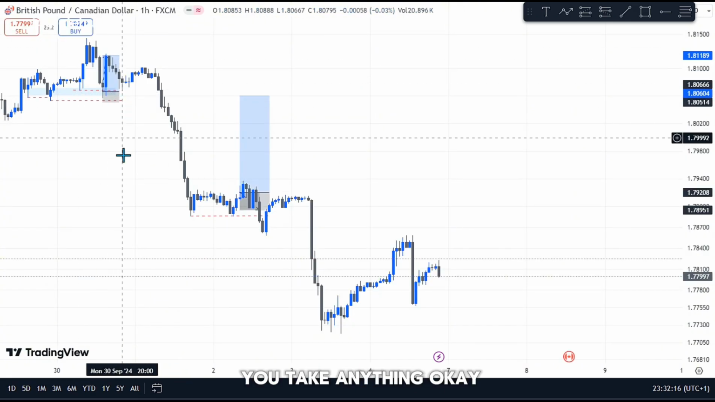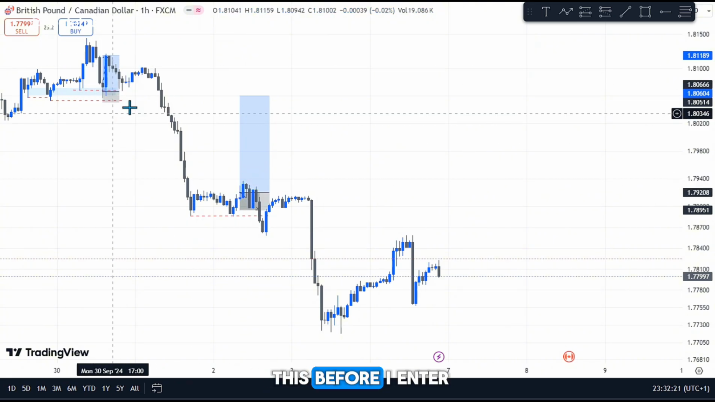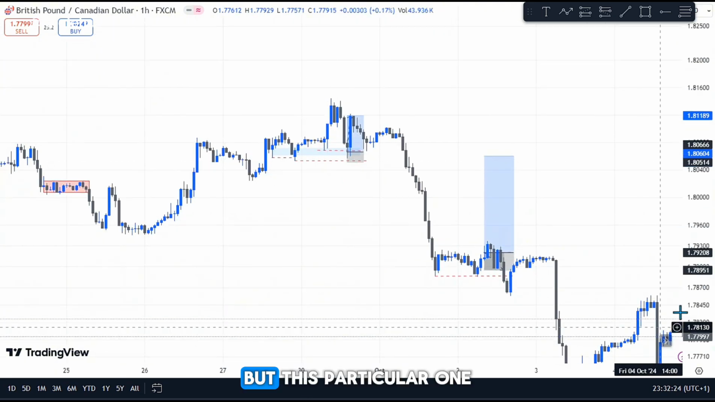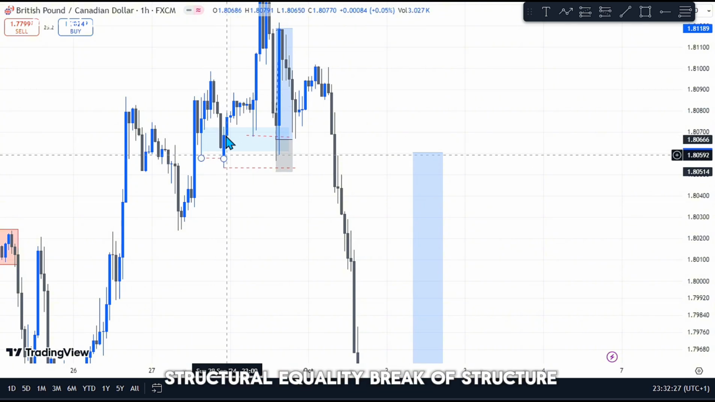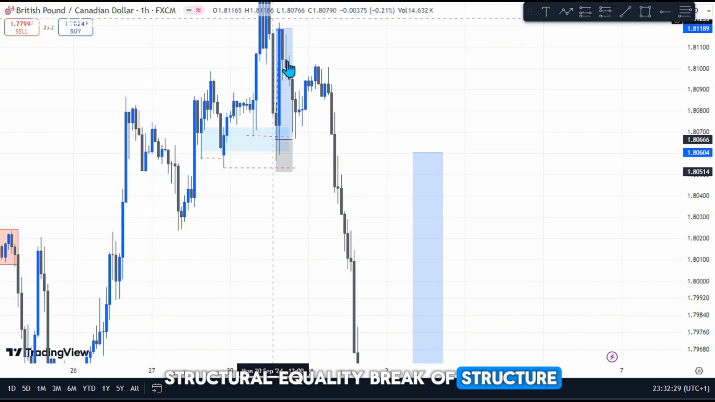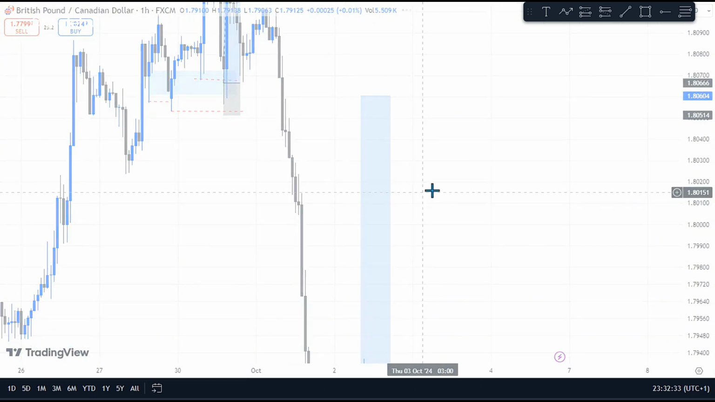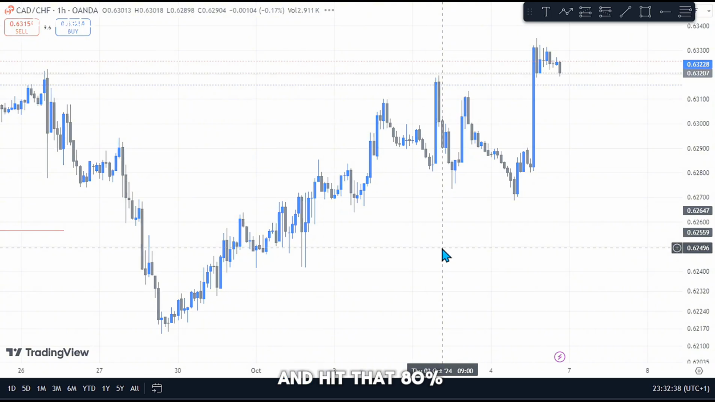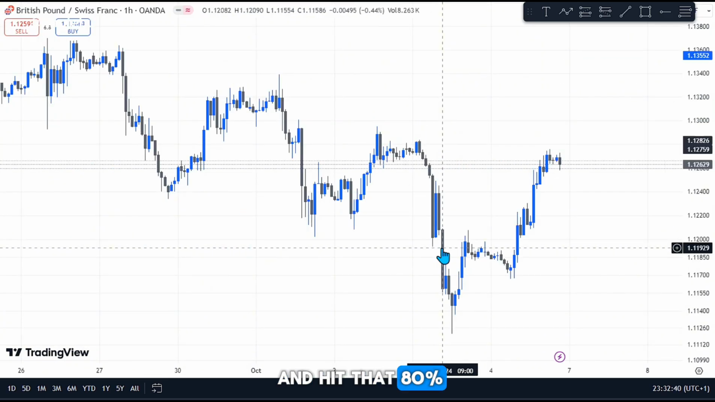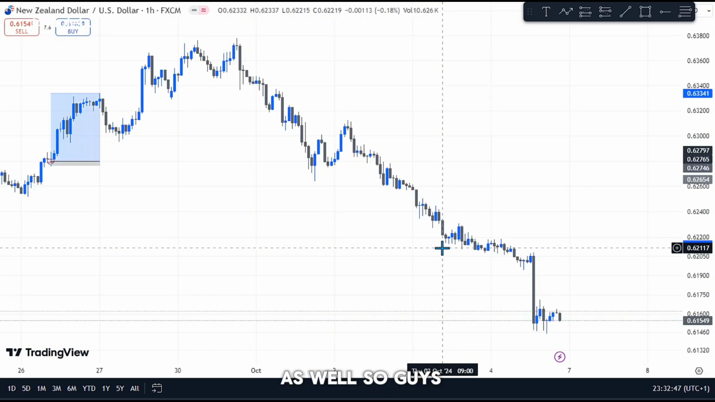GBP CAD. Did we take anything? Okay, I can't even remember this one before I entered this trade. But this particular one was just a low, a high, a sweep, a structural liquidity, break of structure, tap into it, 1:3 TP hit. Can't always win in this, but do your best and hit that 80% win rate. Even a 50% win rate is enough. I'm also gonna do a review on that as well.